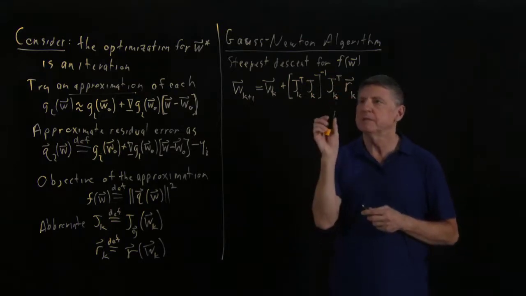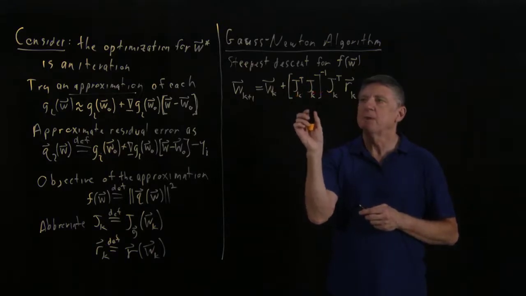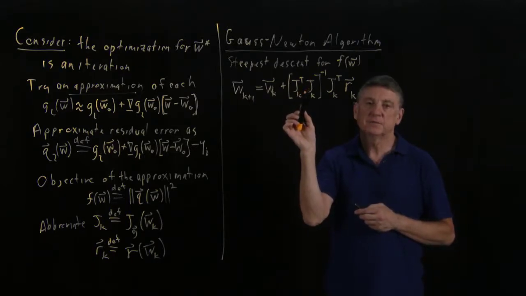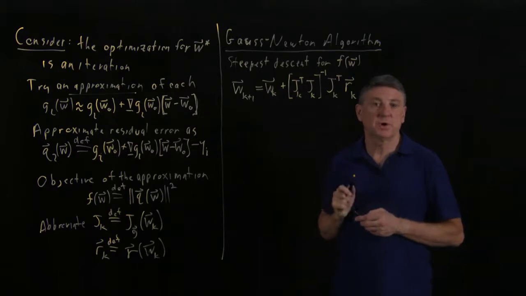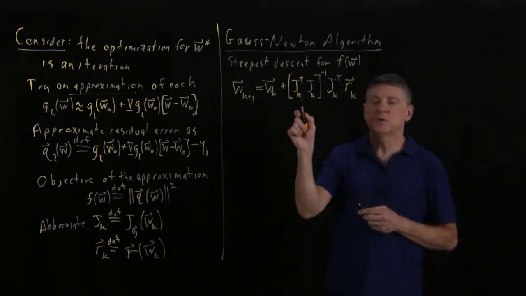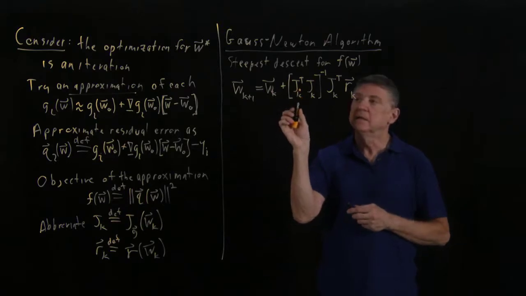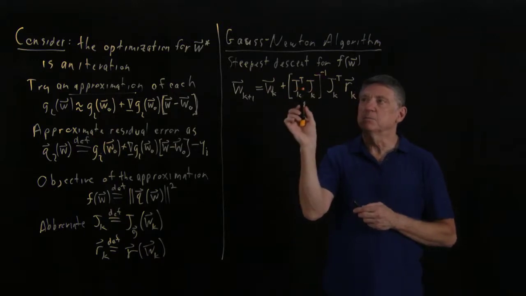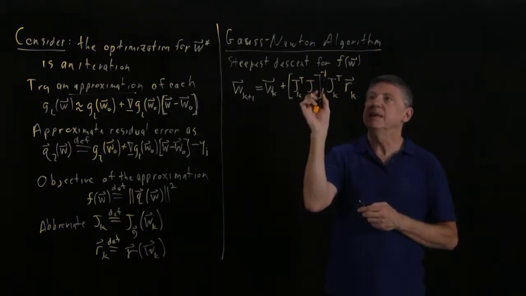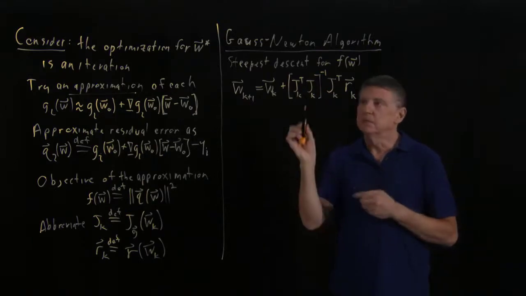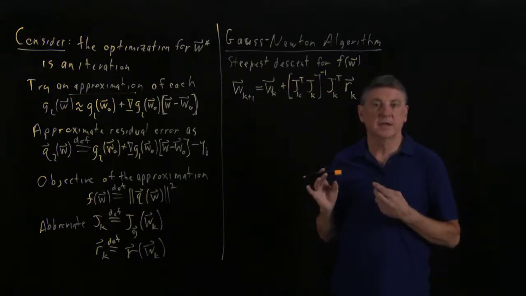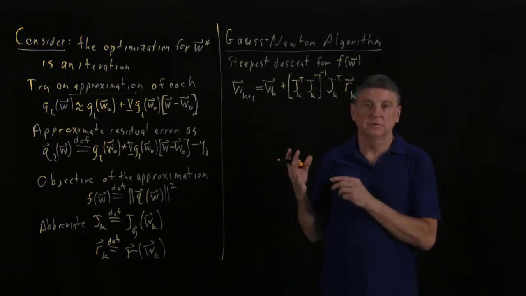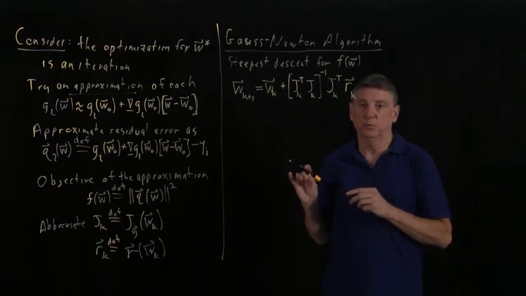Let's make a brief observation here. This is by construction a symmetric matrix. And if the Jacobian is full rank, then this is a symmetric positive definite matrix. If the Jacobian is not full rank, this may be a symmetric positive semi-definite matrix. So if it's symmetric positive semi-definite, then it's not invertible. The rank of this depends in a complicated way on the behavior of the models G at some particular point.